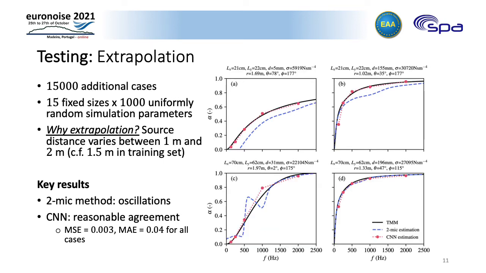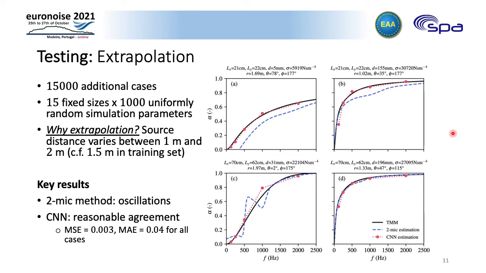For the extrapolation test, we generated 15,000 additional cases by taking again 15 fixed sample sizes and 1,000 uniformly random simulation parameters. In this test, the source distance was varied between 1 and 2 meters, as opposed to the 1.5 meter distance that was used to generate the training set. In other words, we test the capacity of generalization of the network to conditions outside those presented in the training set. The absorption spectra of 4 example cases are shown in the right.